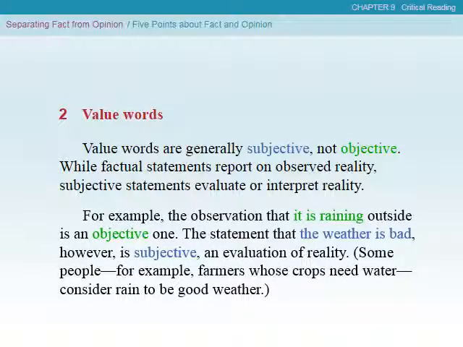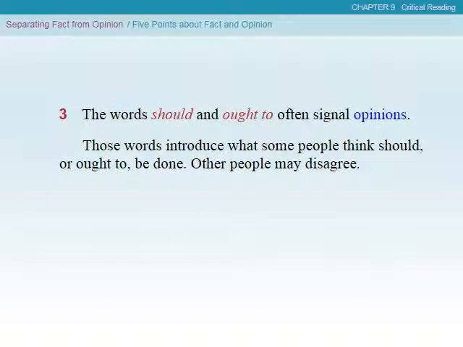So for example, the observation it's raining outside is objective, right? It's a fact. Either it's true or it's not true. The statement that the weather is bad is subjective. It's an evaluation. You're making a judgment about it, right? Some people may say that's good because it's good for their plants. Some people may say it's bad because they don't like to walk in the rain, okay? But it's a value judgment.